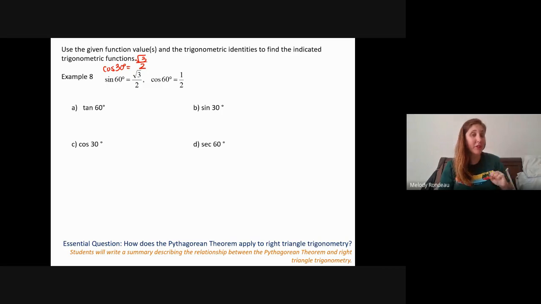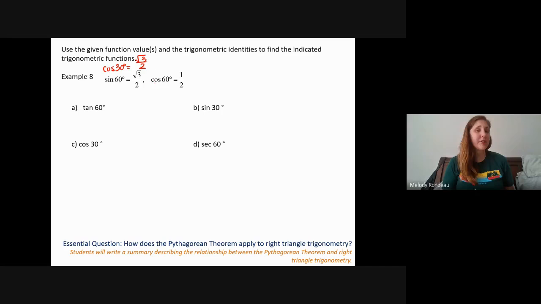Okay, no question. Then I want a super brave soul again to tell me what would I write as a cofunction situation for the cosine of 60 equals 1/2. What should I write for that one? Would it be cosine 30 over 1/2? Super close. I want the cofunction, so the cofunction for cosine would actually be sine. Sine 30 equals 1/2. Yep, that's it.